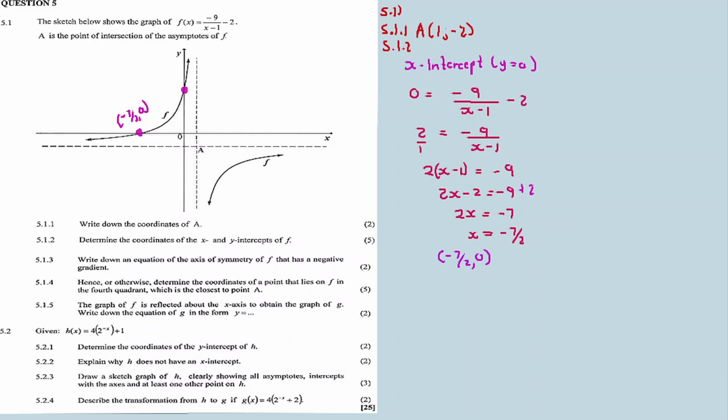And then let's do the y intercept, where we let x be equal to 0, y equal to -9 over 0 minus 1 minus 2. So -9 divided by 0 minus 1 is +9. +9 minus 2 is 7, so y is equal to 7. The coordinates for the y-intercept are 0 and 7. Now my coordinates are together. These are the y and x intercepts for this hyperbolic function.